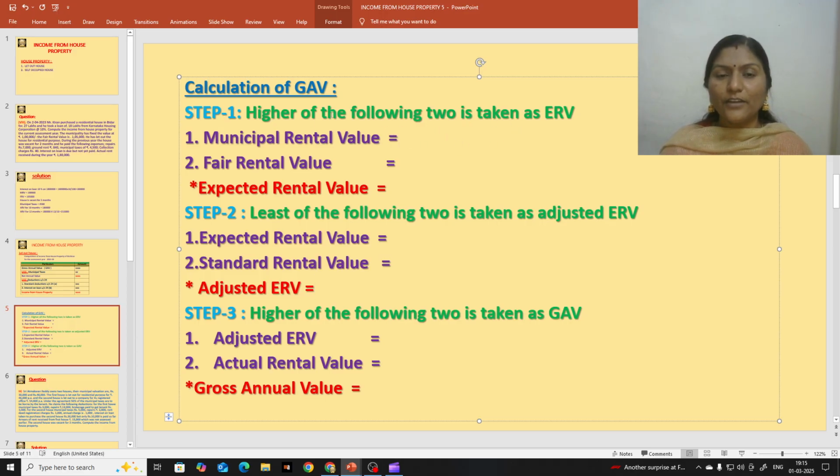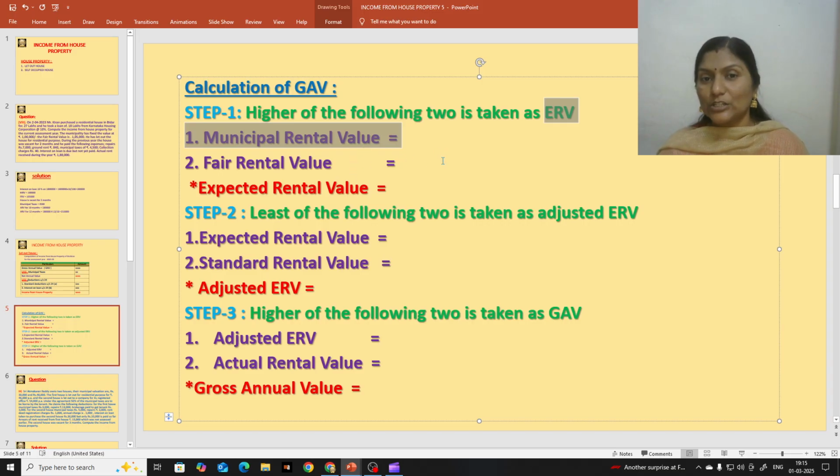In step 1, we are going to take the higher of the following 2 as ERV. ERV means expected rental value. In the first step we will get ERV, expected rental value. How? We have to select the higher of the 2. What are those 2 then? First one is municipal rental value. Second one is fair rental value. Out of these 2 we should select the highest amount. Then we can call it expected rental value, that is nothing but ERV.